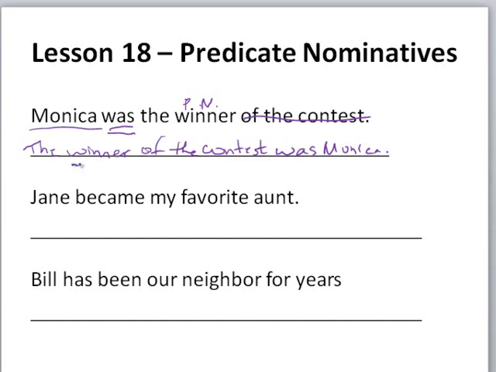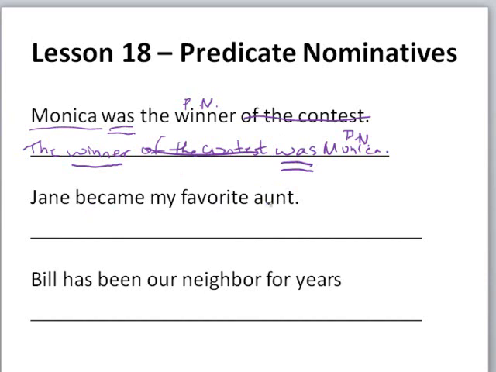So now, winner is the subject, of the contest is a prepositional phrase, was is the simple predicate, the verb, and now Monica is the predicate noun. It's a noun hanging out in the predicate that is renaming the subject. This then is a linking verb, linking these two words together.